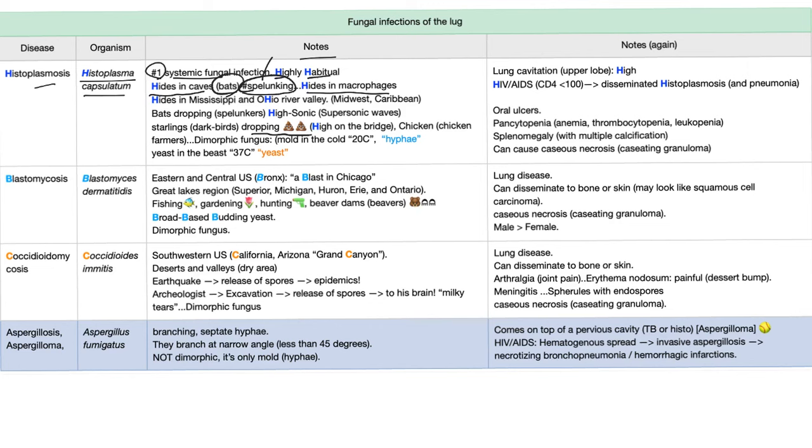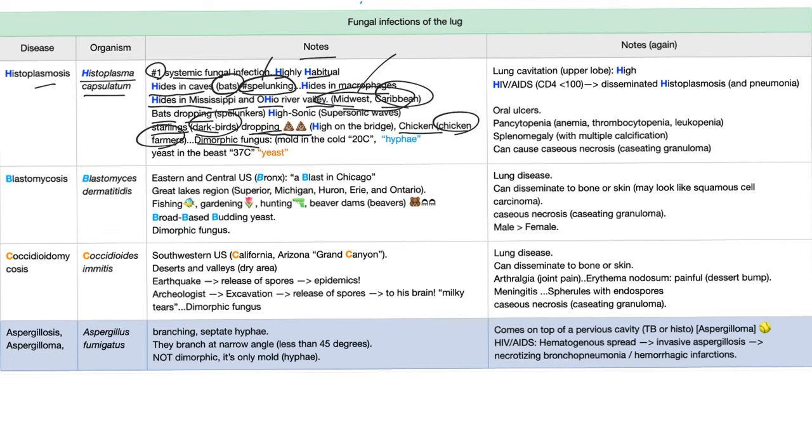Histo hides in macrophages. Histo hides in the Mississippi and Ohio river valleys. This is in the Midwest, or it could be in the Caribbean. Bat poop. Starling poop. Starling is a dark bird. You find it a lot in Chicago, for example, which is in the Midwest, by the way. You can find histo in chicken, so chicken farmers are exposed.